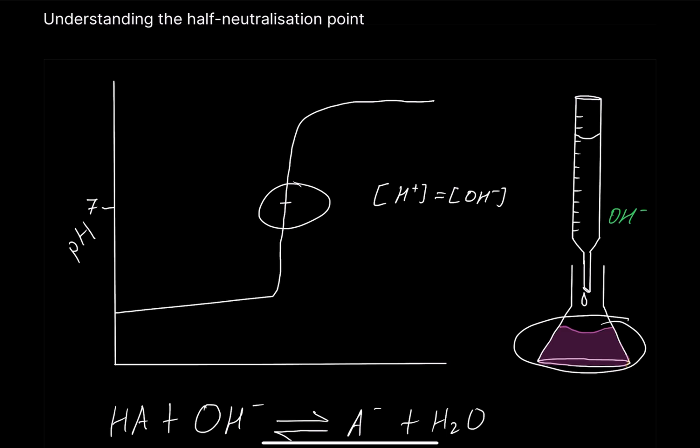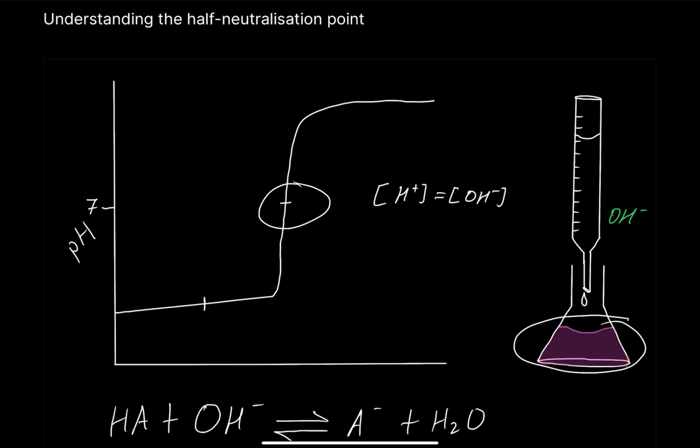What's the word in physics that they use? Half-life. In physics, half-life is when half of a radioactive material has decayed, because you can't really work out when all of it has decayed. It's a bit random, but you can work out when half of it decays. It's not the same principle here, but the half neutralization point is just when half of your compound has been neutralized. So it's roughly here.